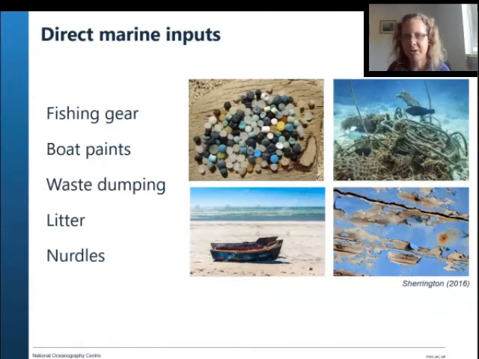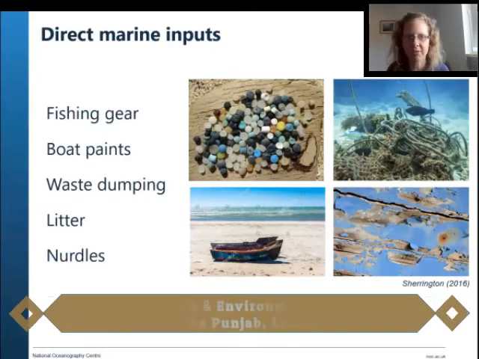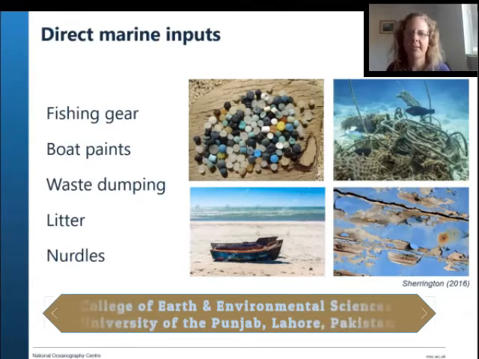If we then think about oceans, I'd mentioned some plastics, of course, are released directly to the oceans, although it's a smaller proportion than is released via land. But this might be in the form of things like fishing gear, paints from boats, dumping of waste, whether that's legal or illegal dumping. We have litter, again, that might be dumped. And we have these nurdles, so the pre-production pellets that could be lost during shipping accidents, for example.